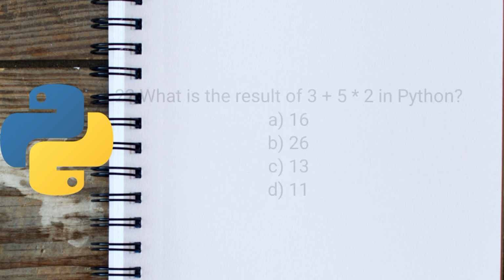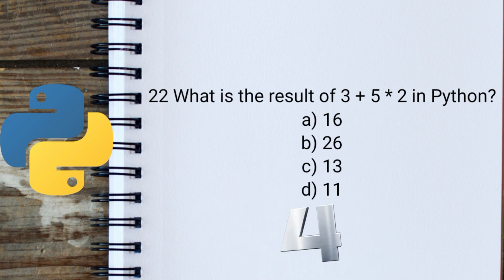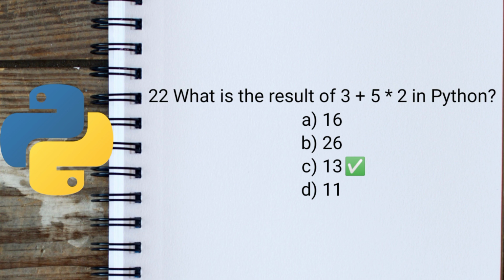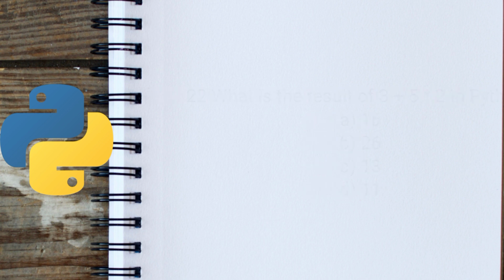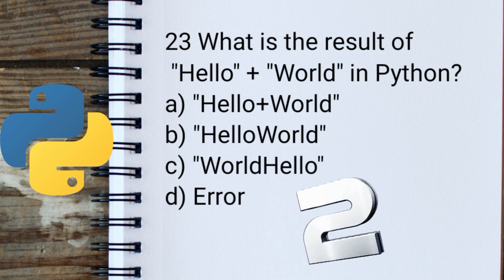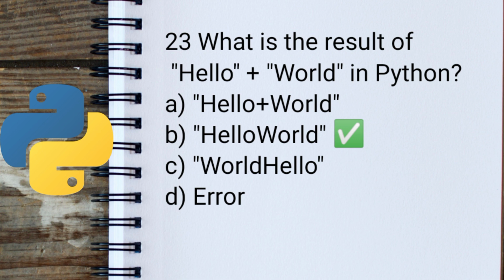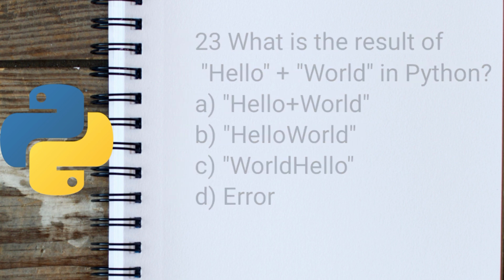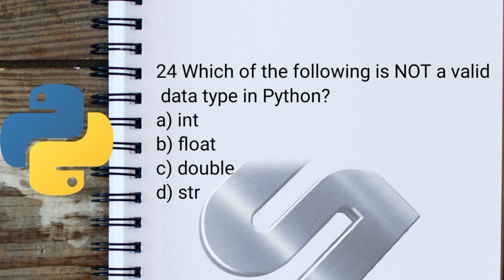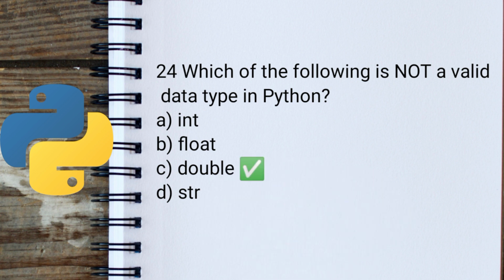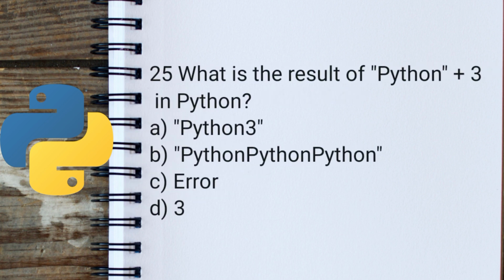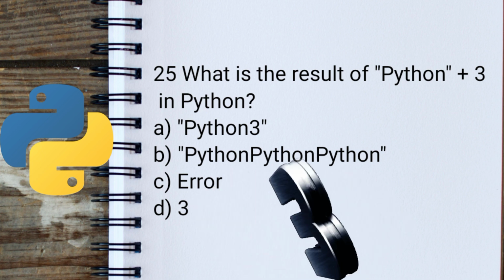Question number 22 is, what is the result of 3 + 5 * 2 in Python? Question number 23 is, what is the result of "hello" + "world" in Python? Question number 24 is, which of the following is not a valid data type in Python? Question number 25 is, what is the result of "Python" + 3?